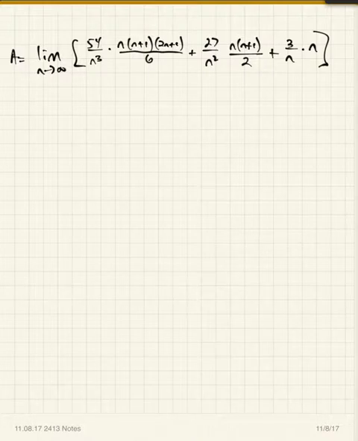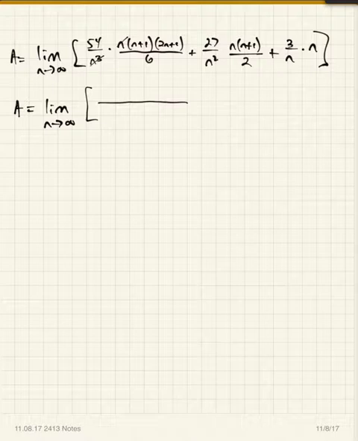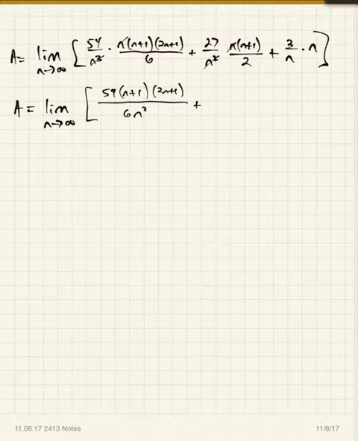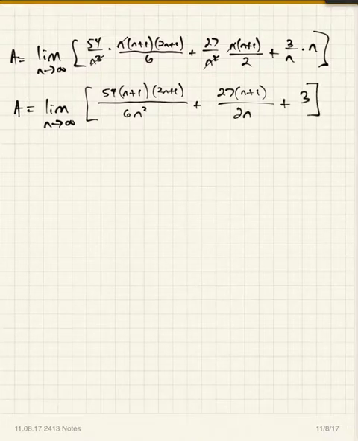All right, and so now the idea is to evaluate these limits, and I think the thing to do here is to do this slowly and try to simplify each one of these terms as much as you can. So in this first one, the n cubed and the n cancel out, and that leaves you with the 6 in the denominator, so you end up with 54 times n plus 1 times 2n plus 1 over n squared times 6, so 6n squared. Plus in the next one, the n divides out, and so you're left with 27 times n plus 1 over 2n. And then this last term is just a constant of 3.